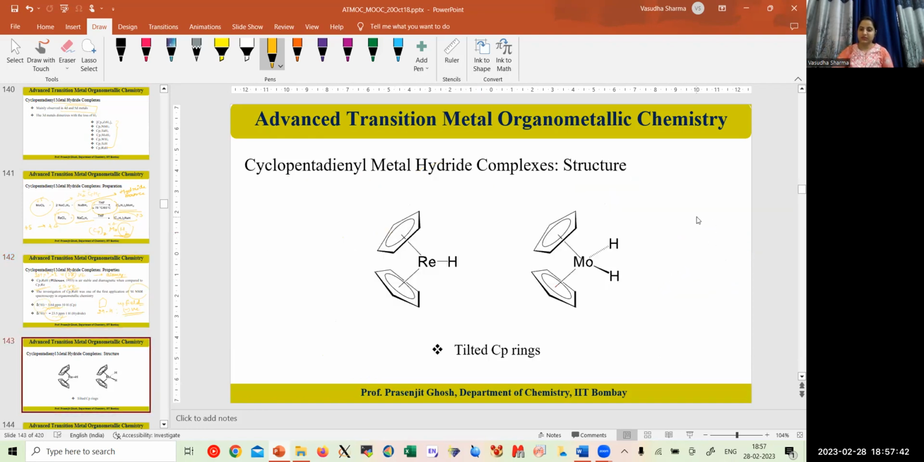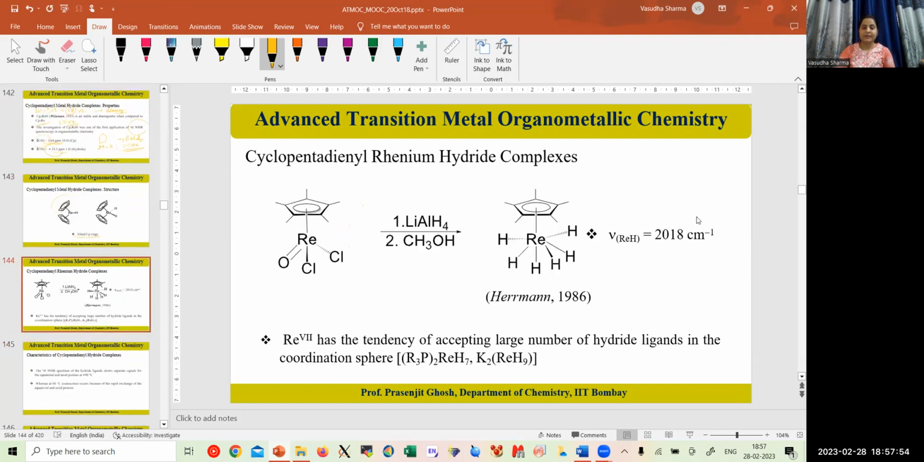Now moving towards these are the structures. So generally these hydride complexes where Cp rings are there and hydride is there, they will tend to form a tilted structure. As you can see, the Cp rings are kind of tilted. So that's why they are being named like that.